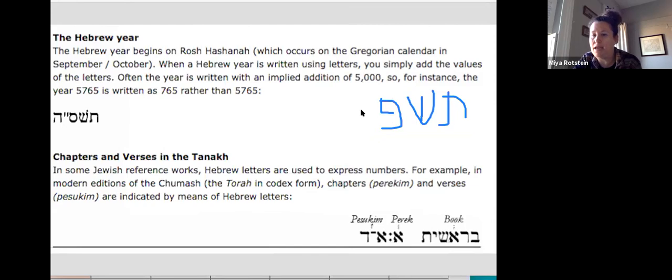When I add my unit, oh shoot, I need to go. We need to go, sorry. Basically, that's the beginning of it. When do we use this? We use it to mark calendar dates. We use it to mark years. We use it in Torah text to indicate verses, chapters, and lines. We use it on tombstones. We use it to indicate yahrzeit dates.